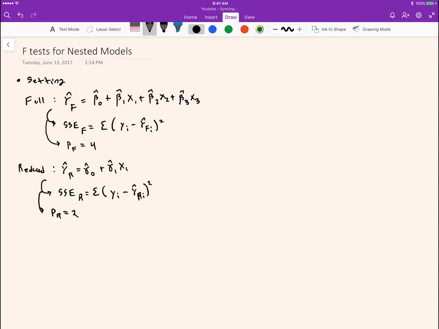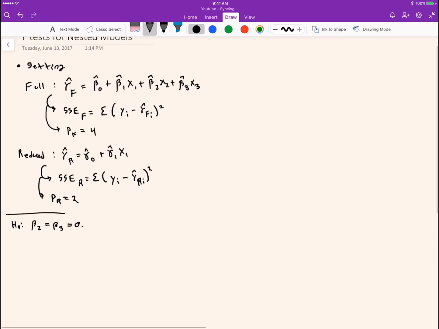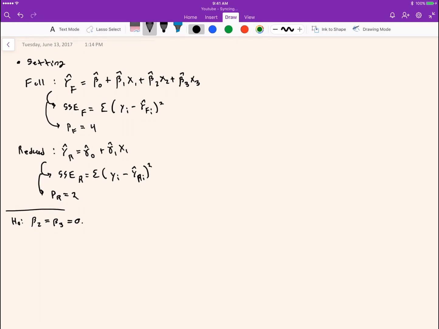And in this setting, we're interested in testing the null hypothesis, which is that all of the parameters in the full model that are not in the reduced model are equal to 0. And it would be the same general type of setting even if the number of parameters that we're interested in testing is just 1.